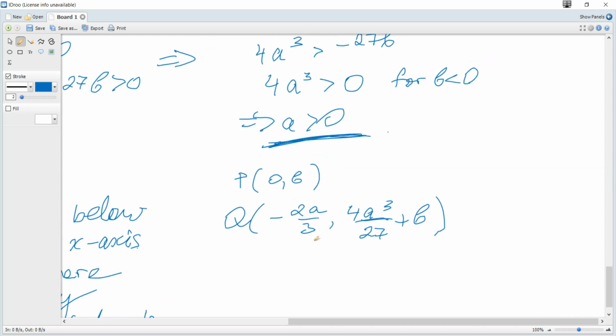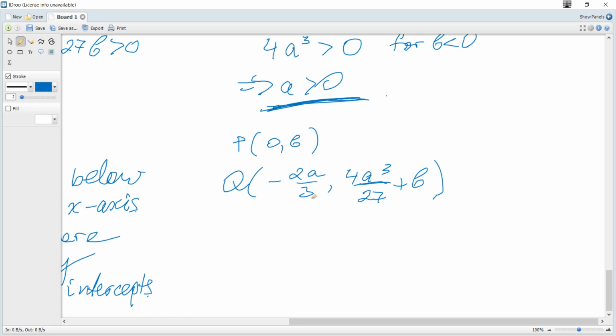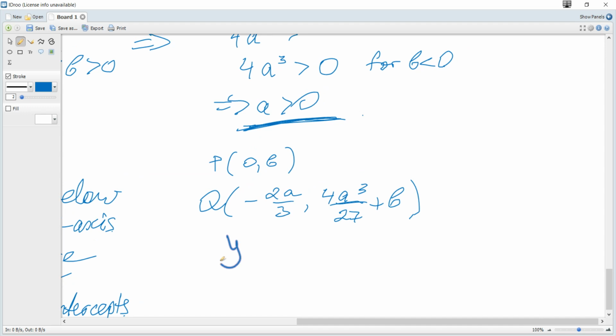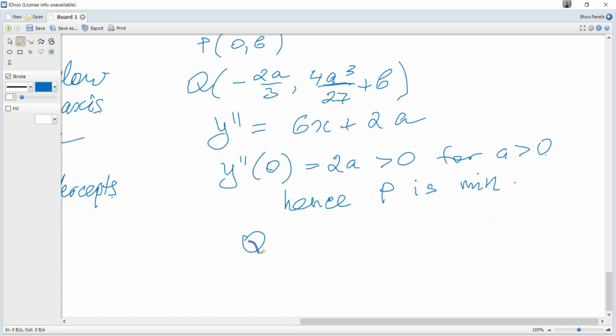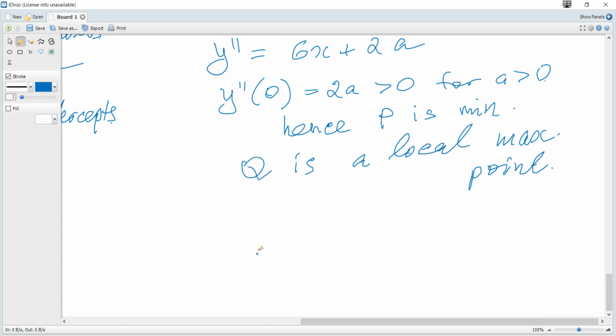And actually you can see that a is positive, so Q will be to the left, P will be to the right, so Q is maximum, P is minimum, but let's use the second derivative. You remember that the second derivative is 6x plus 2a. So the second derivative at 0 is 2a, and it's greater than 0 for a is greater than 0, hence P is a local minimum, and hence Q is a local maximum point.